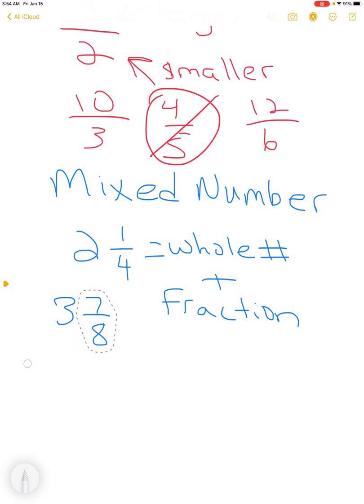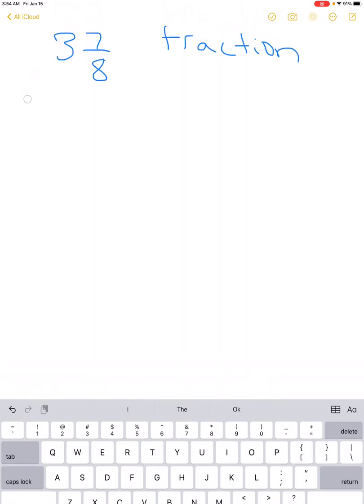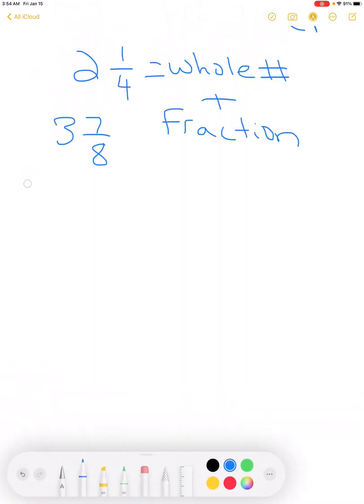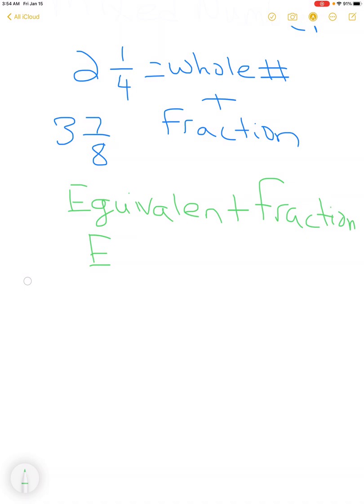All right, now last concept for today. I'm going to talk about equivalent fractions. What does that word equivalent sound like? Equal, equivalent. Equal is the root word there, okay? Equivalent fractions are fractions that are equal to each other. Equal fractions.